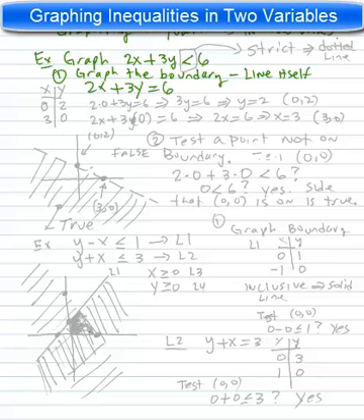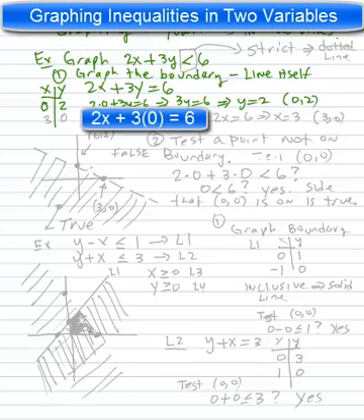And remember how to graph a line. You make a table of values, and you can plot any points you want. The easiest ones to plot are the intercepts. So when x is equal to 0, you have 2 times 0 plus 3y is equal to 6. That tells you 3y is equal to 6, so y is equal to 2. And there's your y-intercept at (0, 2).